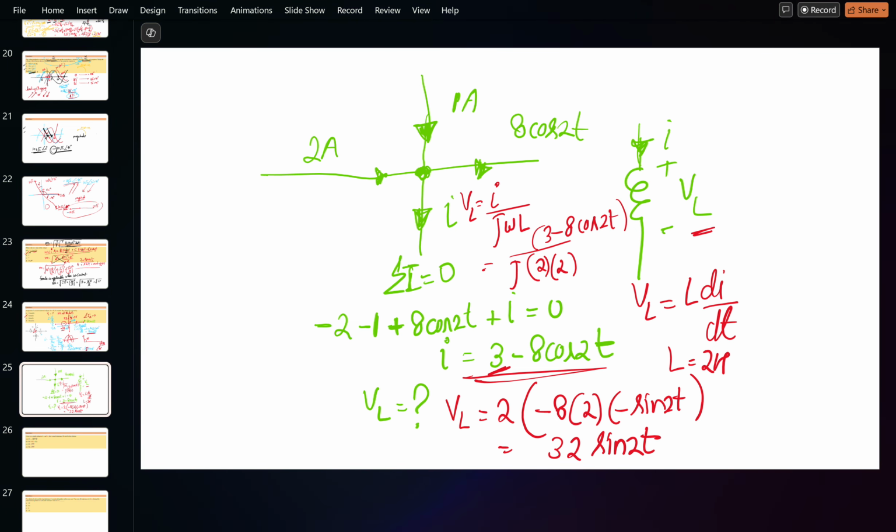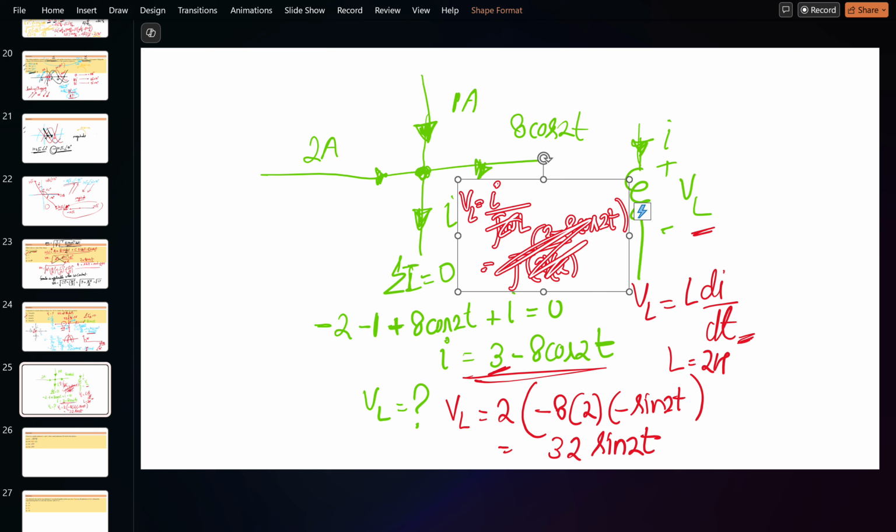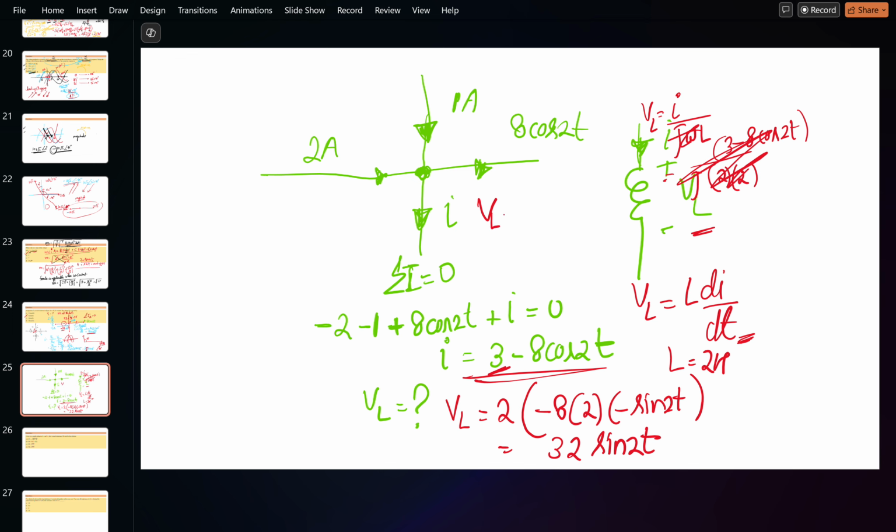Okay, but the problem here is the differentiation also. For finding out the voltage, sorry, this is actually wrong. Wait, let me remove this. The voltage VL is equal to j omega L multiplied by I, because impedance value V is equal to IR basically. So j omega here is j2, and L is also given 2. Okay, so multiplied by I here.